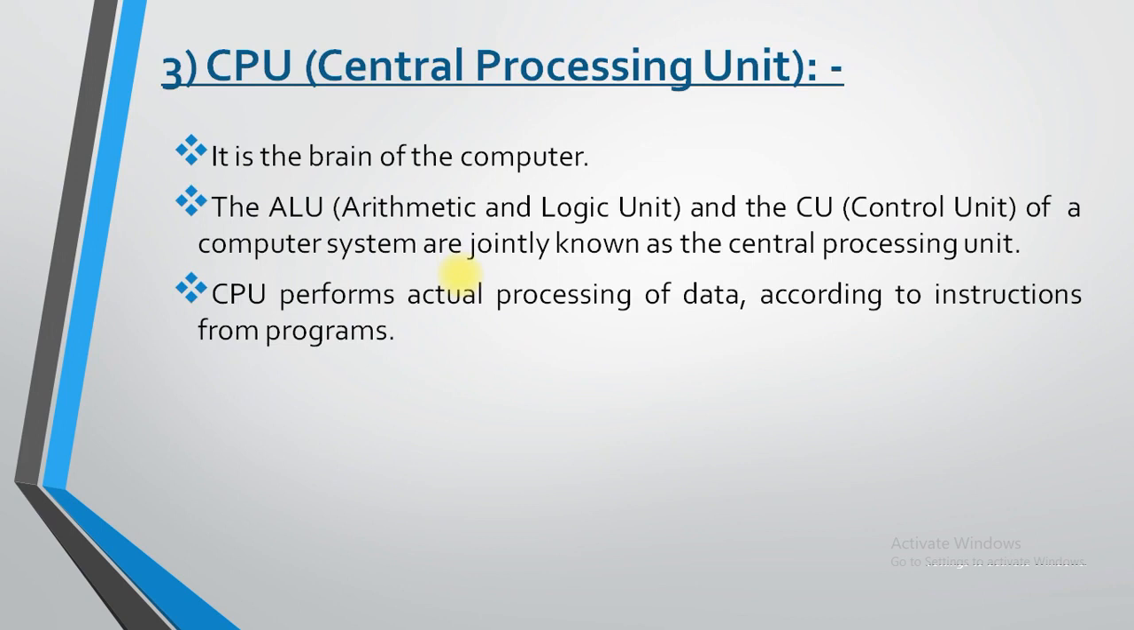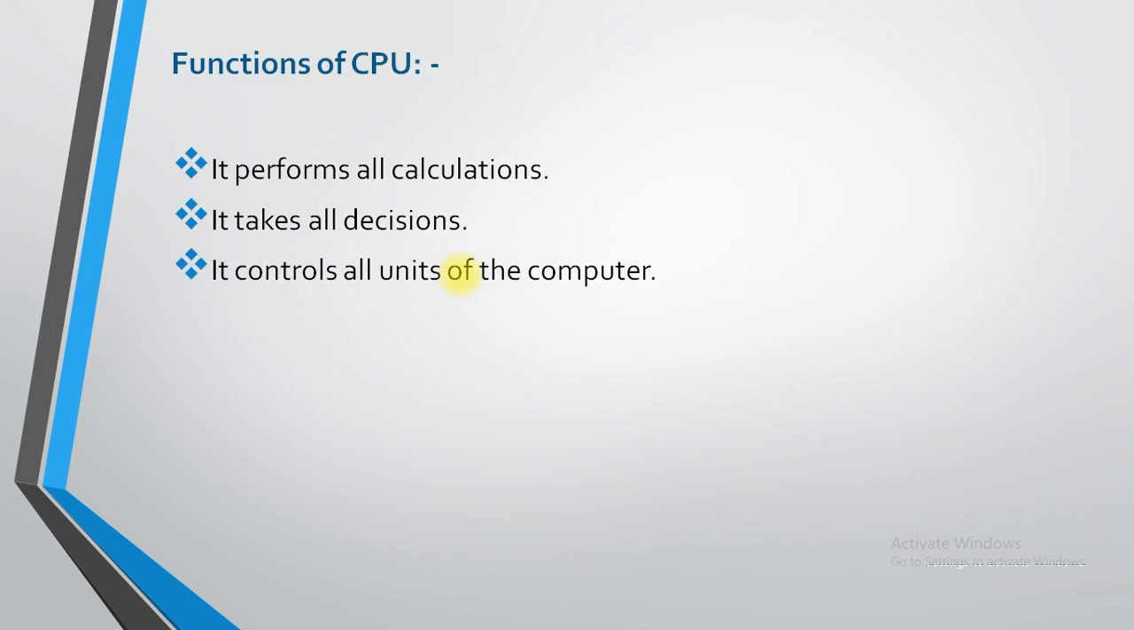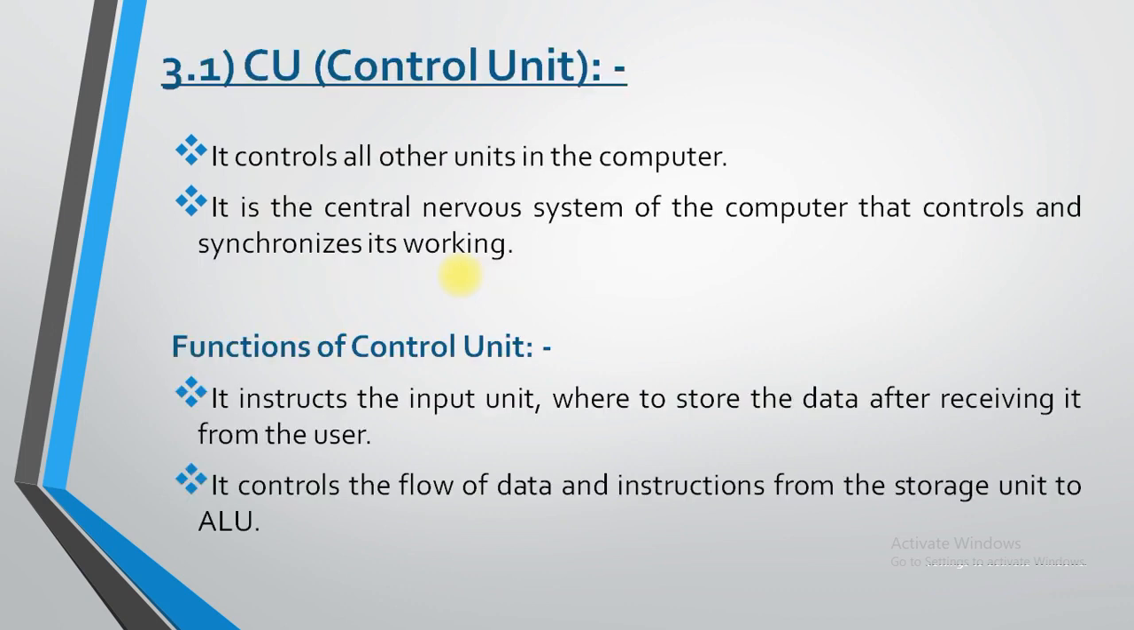CPU is the brain of computer. CPU may perform ALU or CU. Full form of ALU is arithmetic and logical unit, and full form of CU is control unit. So that both are parts of CPU. CPU generally performs processing on the data according to the instruction you have written inside programs. These 3 are the functions of CPU. It performs calculations, it takes the decisions, and it controls all the units of computer system.